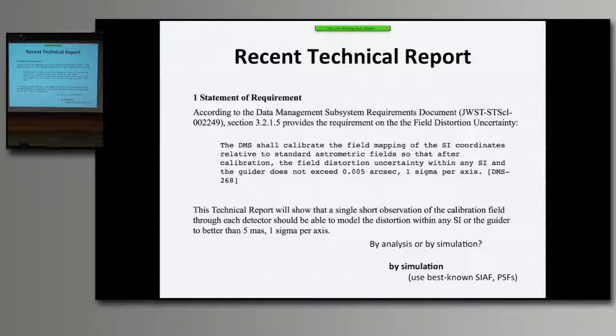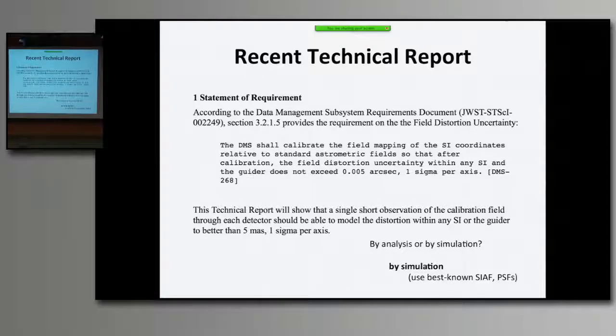So recently I was asked to put together a technical report because the people in the engineering division needed to show that they have a good plan for calibrating the telescope and all of the things that need to be done. According to the data management subsystem requirements document, they shall calibrate the field mapping of the SI coordinates relative to a standard metric field so that the uncertainty within any instrument is less than 5 milliarcseconds, 1 sigma per axis. That's a requirement they're going to have to meet, and ahead of time they have to show that they can meet it.